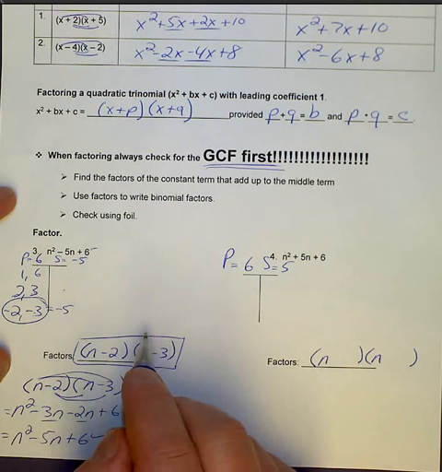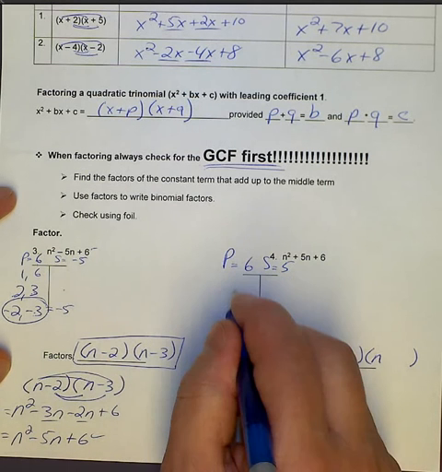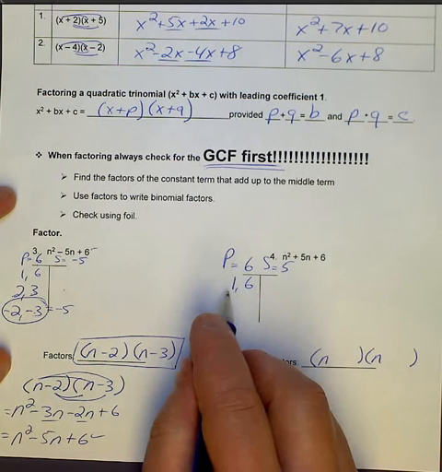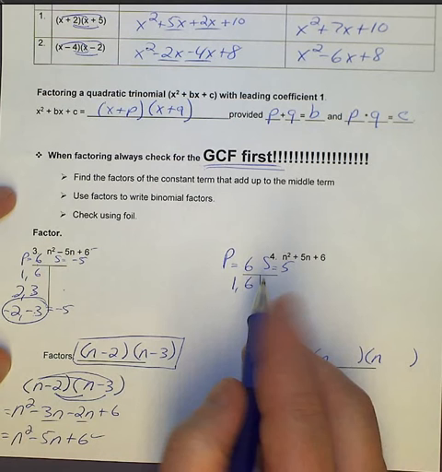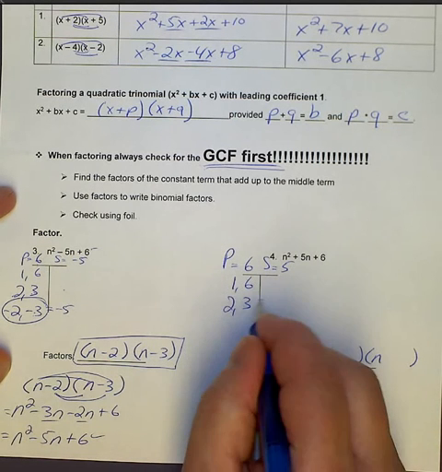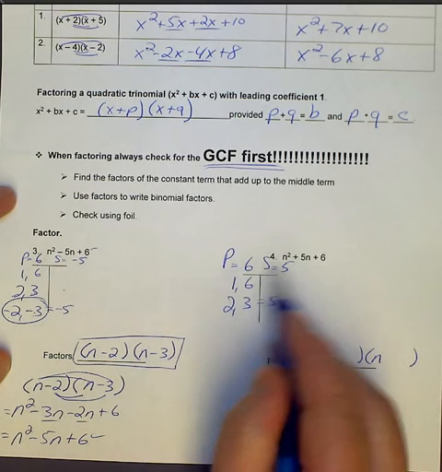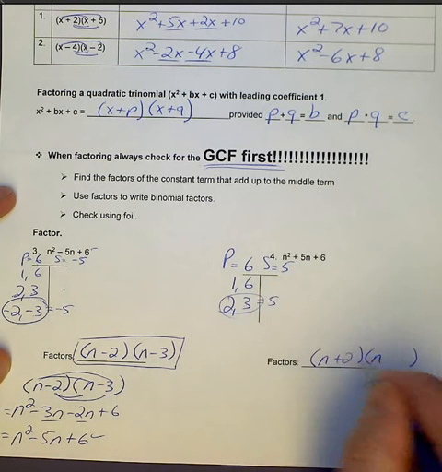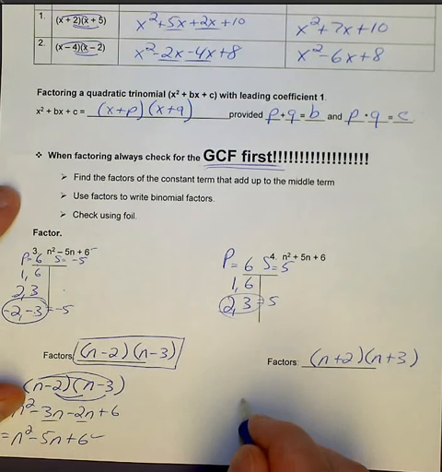So when they say a product sum chart, T chart, that's what we mean. So factors of 6. 1 times 6 is 6. 1 plus 6, well, that's not 5, it's 7. 2 times 3 is 6. 2 plus 3 is 5. So that works. Factors of 6, the constant term, that add to the middle term. Those are my factors. I'm going to put them in my binomials. I create my 2 binomials. I'm going to double check it.